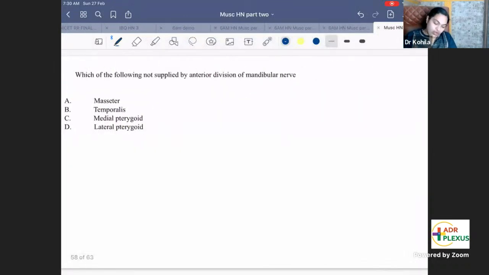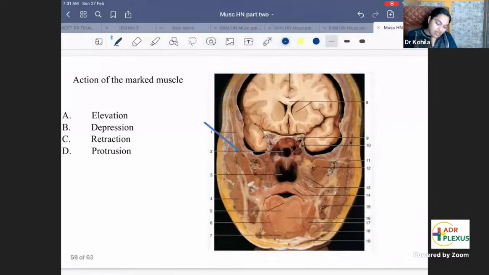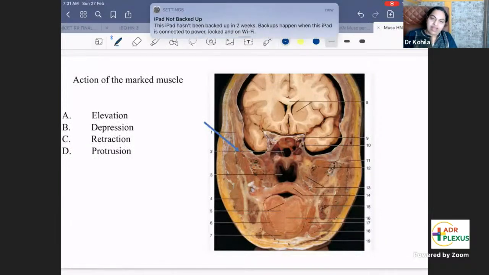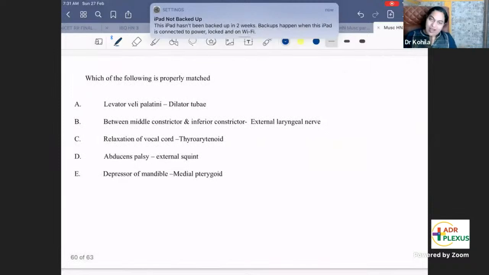Which of the following is not supplied by the anterior division of the mandibular nerve? I've been repeating it again and again. Yes, from the trunk. Action of the marked muscle. The one that's marked is temporalis. That's going to cause retraction. This is just a summary.